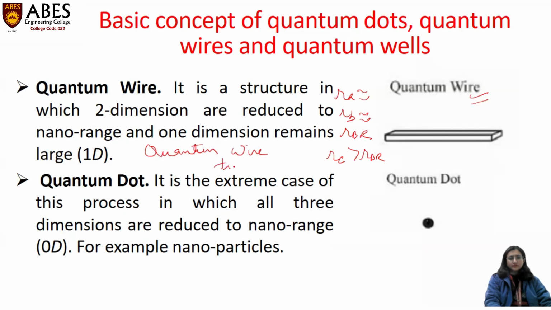transistors. Quantum dot. This is an extreme case in which all three sides, Ra, Rb, Rc, are reduced to the Bohr radius size. All three are reduced to the nano range. Then a quantum dot is formed. An example of a quantum dot is nanoparticles.